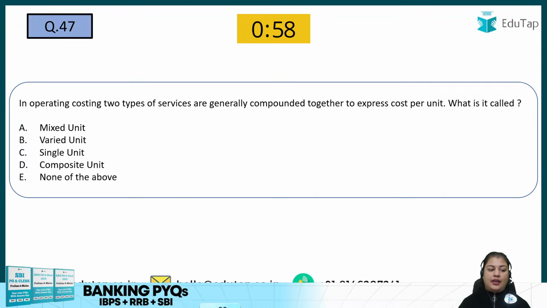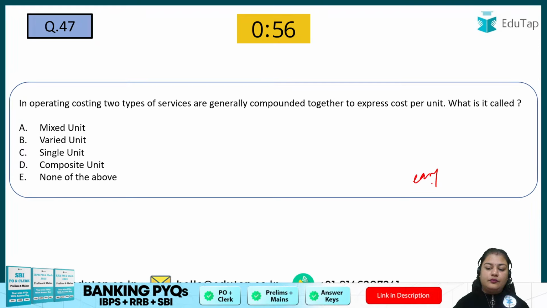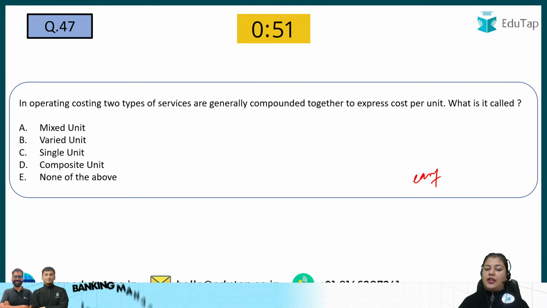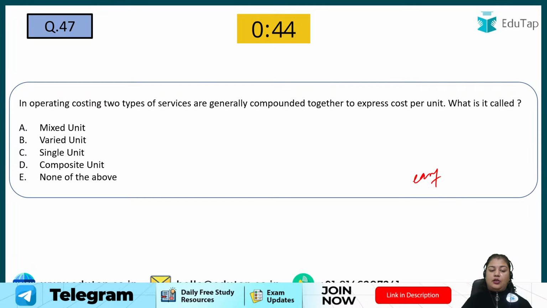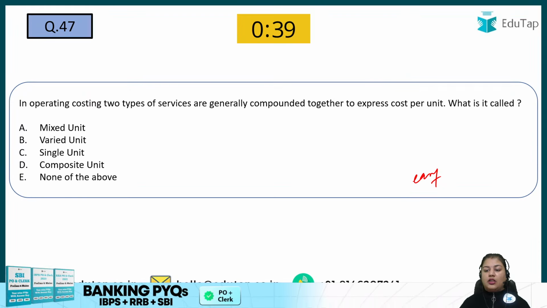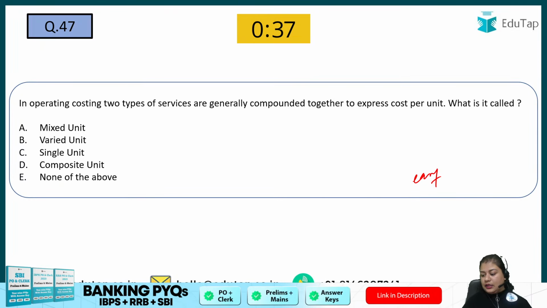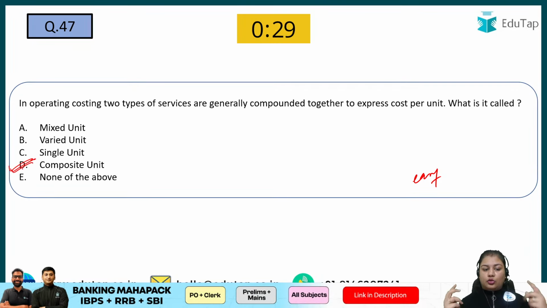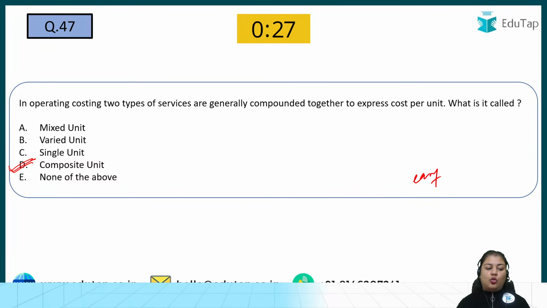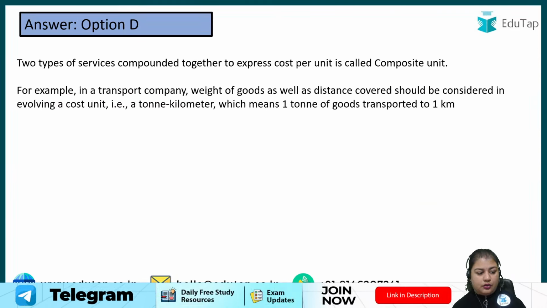Question 47, very easy again. In operating costing, two types of services are generally compounded together to express the cost per unit. What is it called? It is known as D, that is composite unit. Good. तो जब हम two units को roll करते हैं into one, it is known as the composite unit.